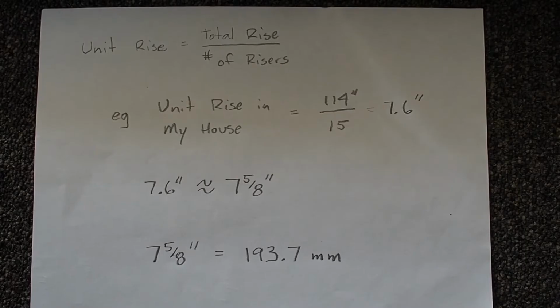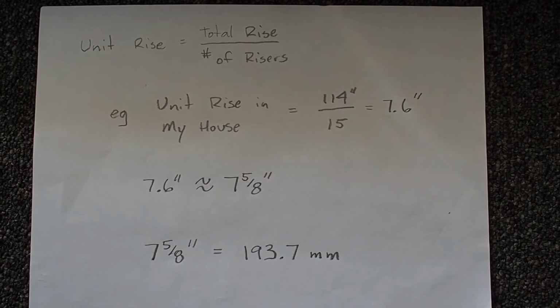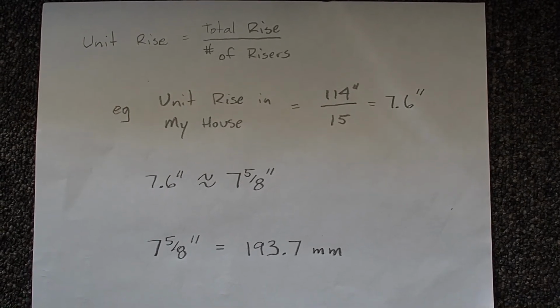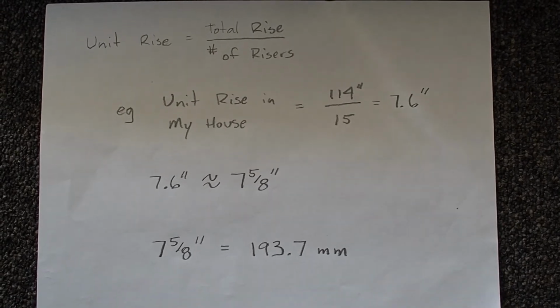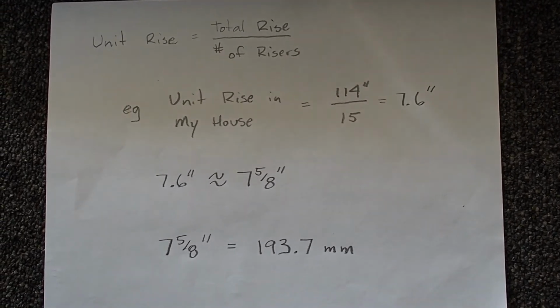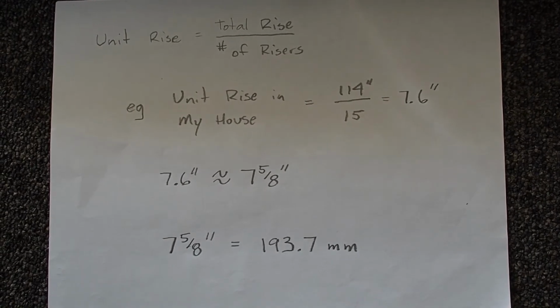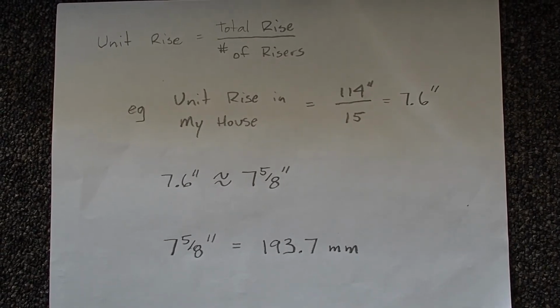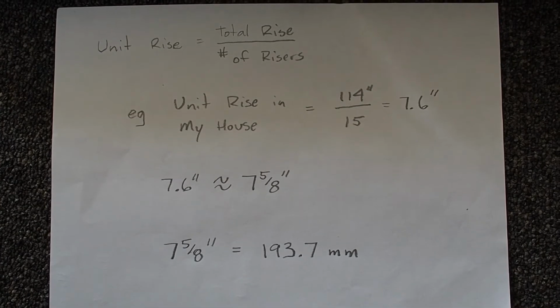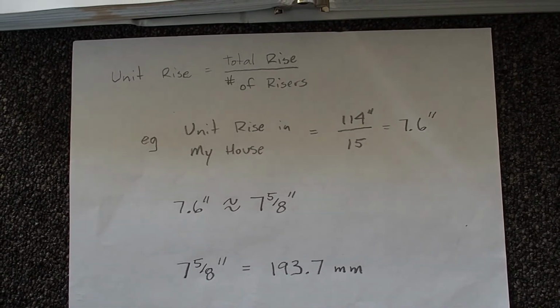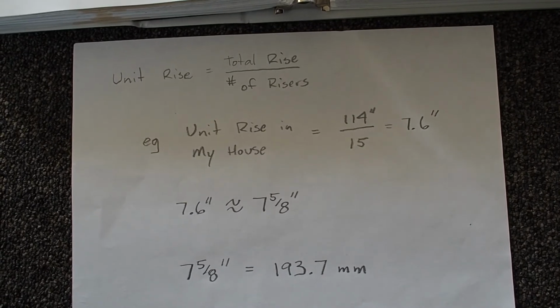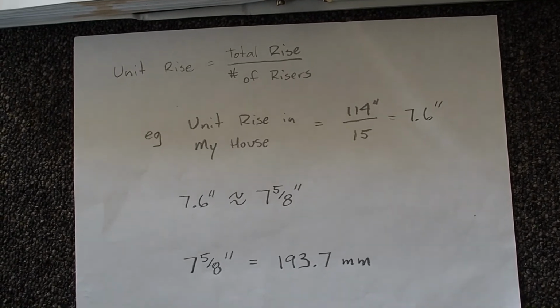When you're calculating the unit rise, you're not done when you have a measurement. There's one more critical step you need to take, and that's to make sure that the measurement that you've come up with fits into the constraints that the building code sets out. To do that, if you're working in imperial, you'll need to get a number in metric. So I've done that. 7 5/8 of an inch is equal to 193.7 millimeters.